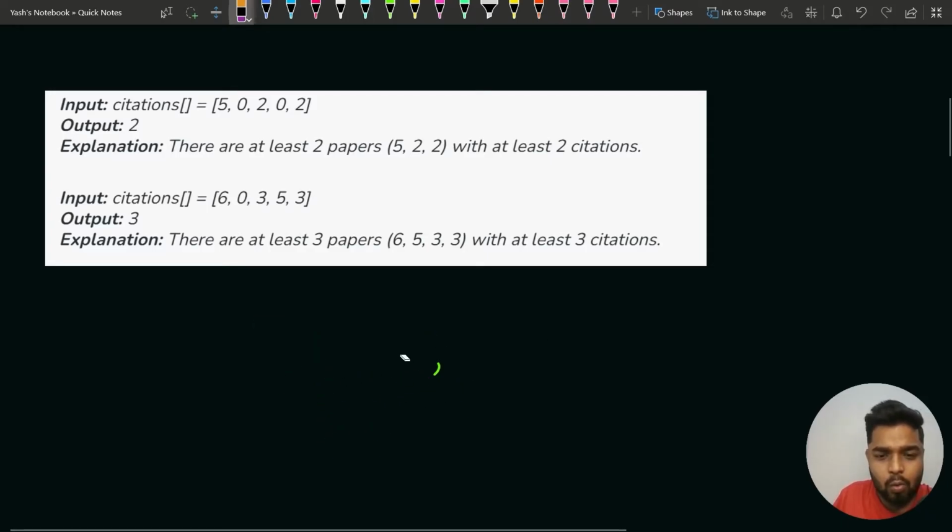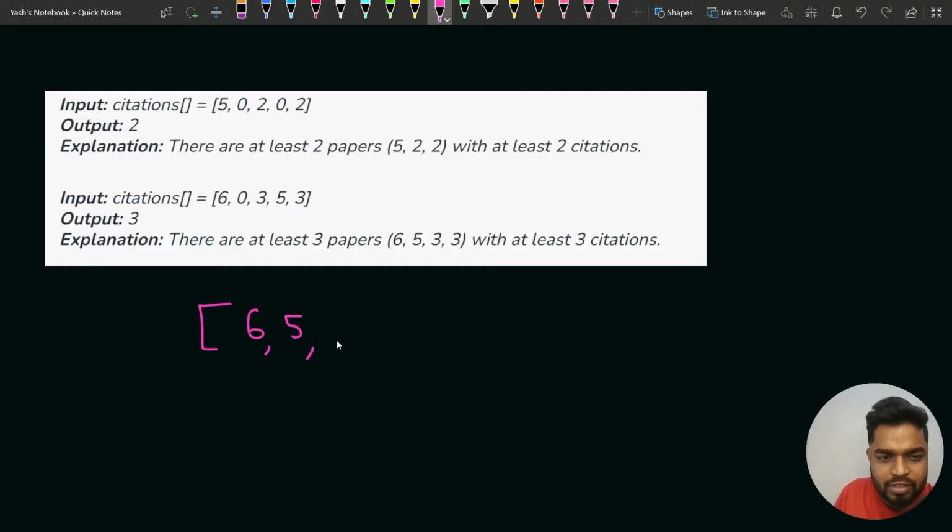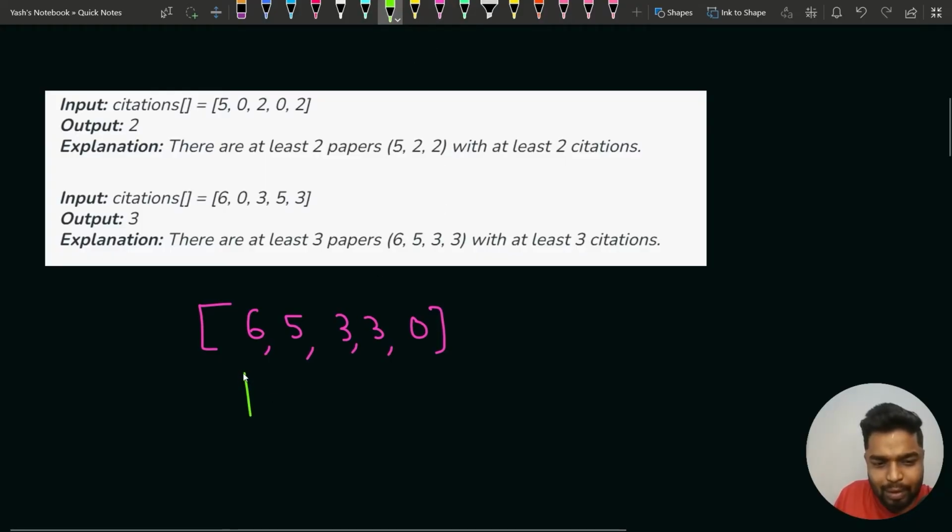Okay. Now, how will the brute force approach work here? Basically, we can try to sort the array in decreasing order. If we sort the array in decreasing order, first of all we'll get 6, 5, then 3, then 3, and then after that 0 here. Okay, so this is the array that we get. Now, why are we sorting in decreasing order? Because we'll try to iterate starting from this particular index here. Okay, what will be the advantage of that?